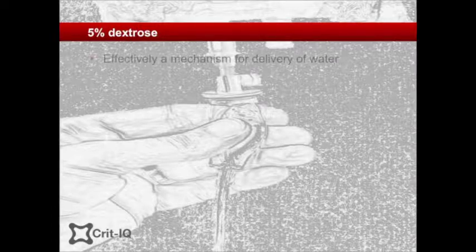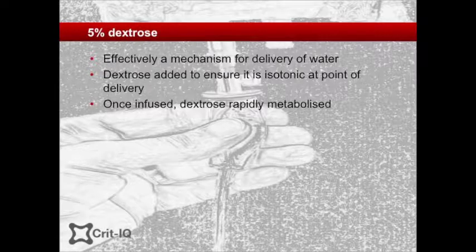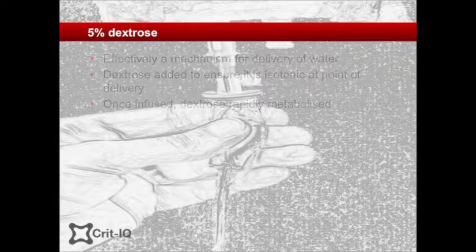5% dextrose is a commonly available solution. Effectively a mechanism for giving pure water, it is designed with the purpose of being isotonic with blood, allowing it to be infused without inducing significant hemolysis, a concept that's further explained in the fluid physiology module. Once infused, the dextrose is rapidly removed from the circulation by uptake into liver and muscle. Consequently, 5% dextrose is an excellent vehicle for the delivery of free water to the patient.